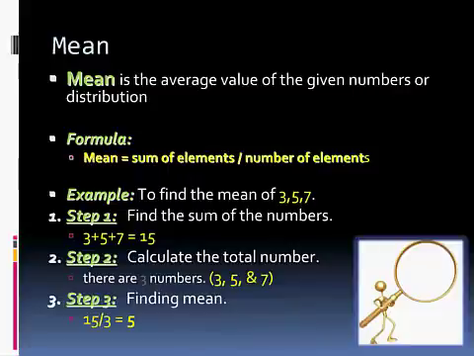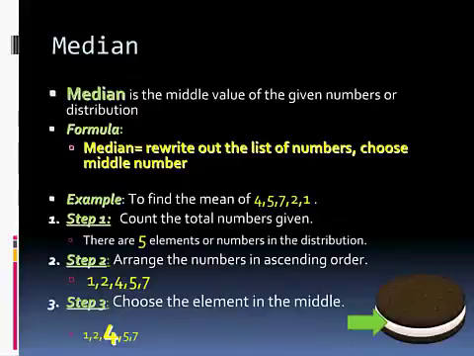For example, 3, 5, and 7. Let's say these were your survey responses. First, we have to find the sum of them. 3 plus 5 plus 7 equals 15. Yes, I know that is crazy, mind-blowing. The second step, we're going to total the numbers up. There are, yes, 3 numbers, 3, 5, and 7. So to figure out the mean, we take 15 and divide it by 3. Amazing. Median, on the other hand, is the middle value of the given set of numbers.